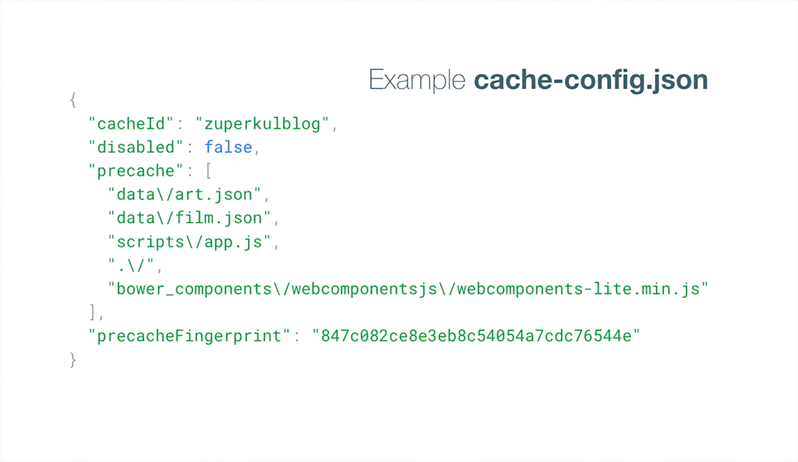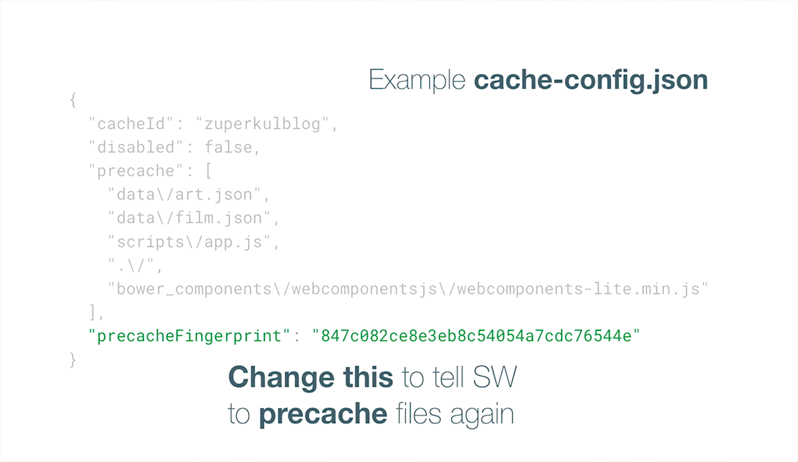I can give my cache an ID, tell it in that array what to pre-cache, and I can also give it a pre-cache fingerprint, which is just a little identifier to show the uniqueness of the cache itself. So if I want to, I can change that pre-cache fingerprint at any point, and that'll tell my service worker to go out and pre-cache the things from the array over again.